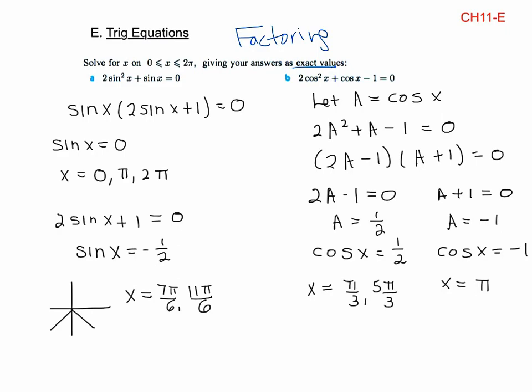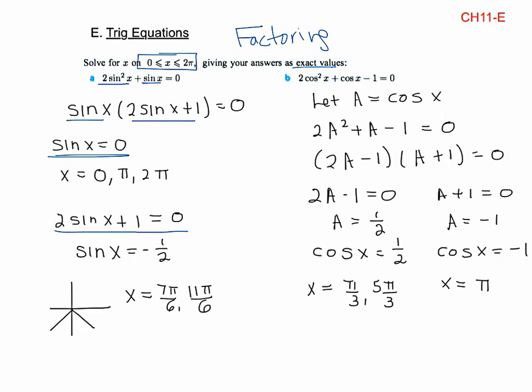In these two terms, we have sine x in common, so that's what we're going to factor out. Sine of x, then we're left with 2 sine of x plus 1 is equal to 0. When two things are being multiplied and equal to 0, that means either sine of x is equal to 0 or 2 sine of x plus 1 is equal to 0. We know sine of x is equal to 0 at 0, pi, 2 pi on this domain of 0 to 2 pi.